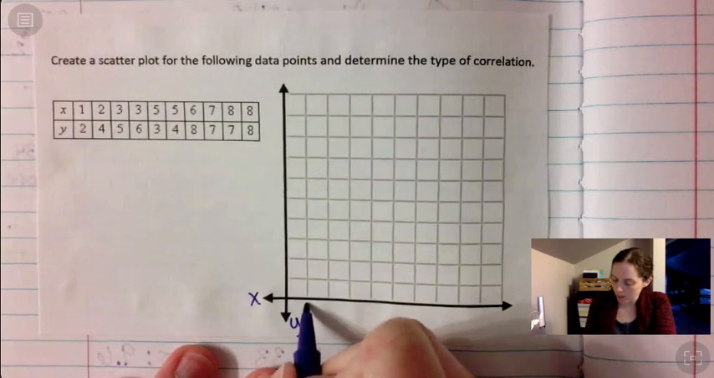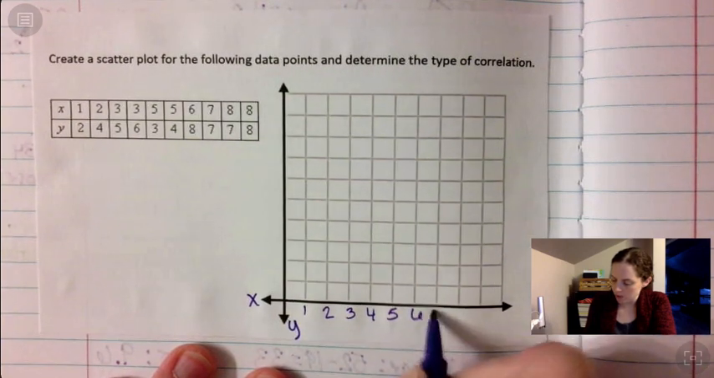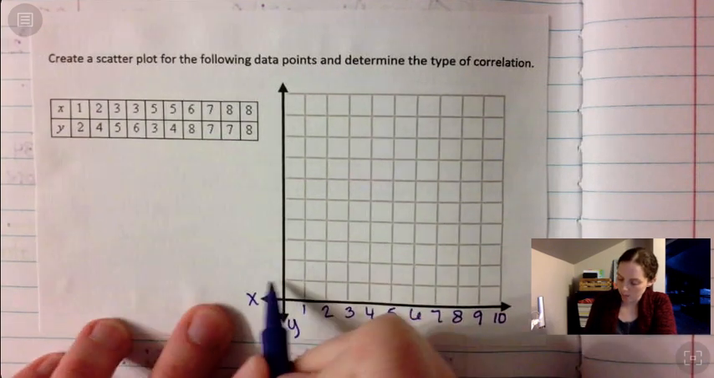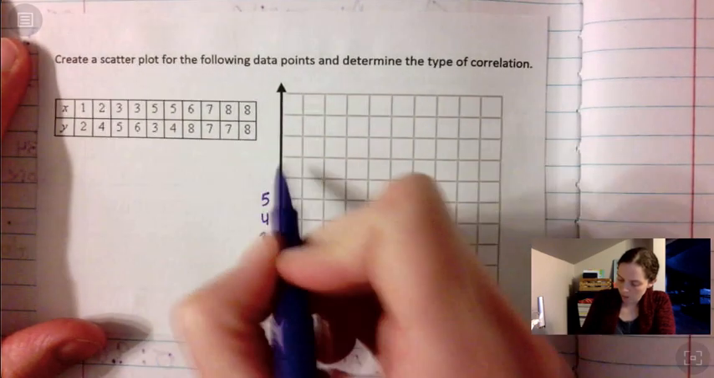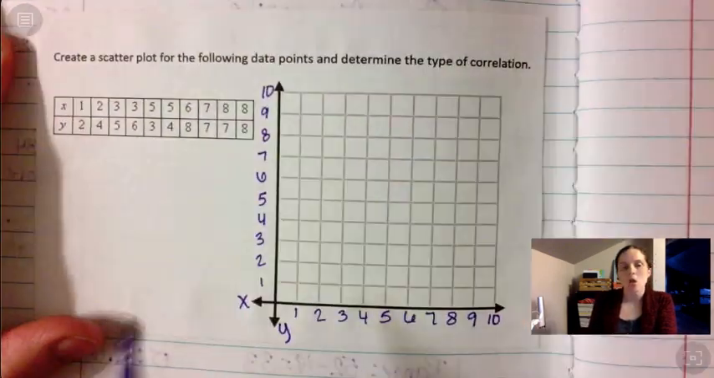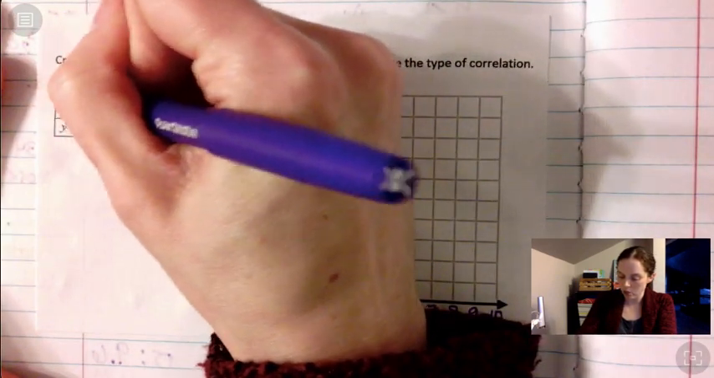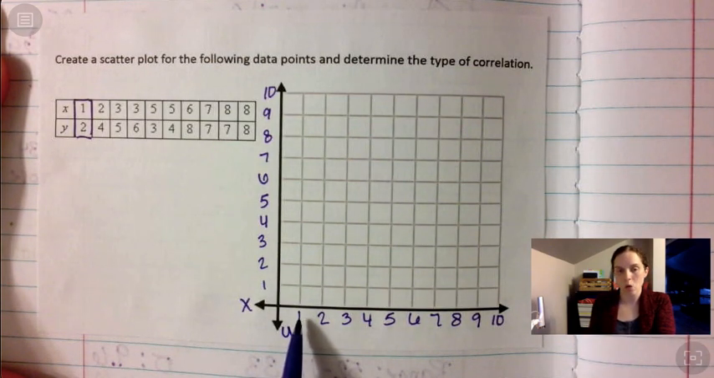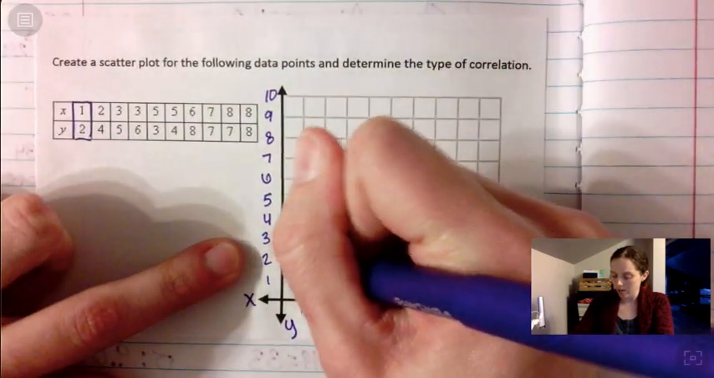So I'll make this be 1, 2, 3, 4, 5, 6, 7, 8, 9, and that last one would be 10. And then I'm going to do the same going up. Okay, so then each of these, like this, 1, 2, these go together. So you're going to find on the x-axis the 1, and then on the y-axis the 2, and you're going to put that point there.